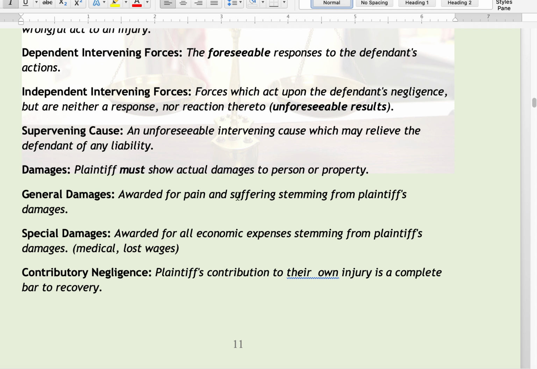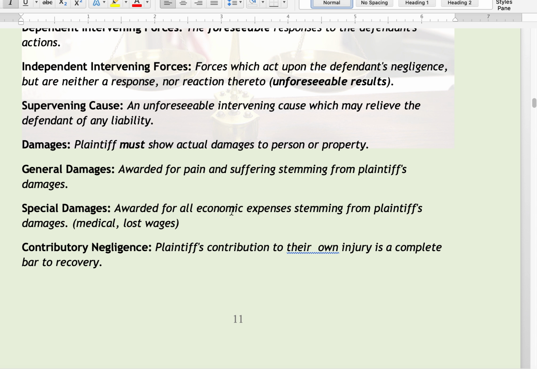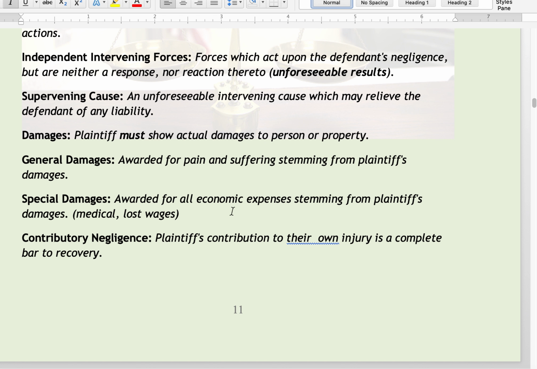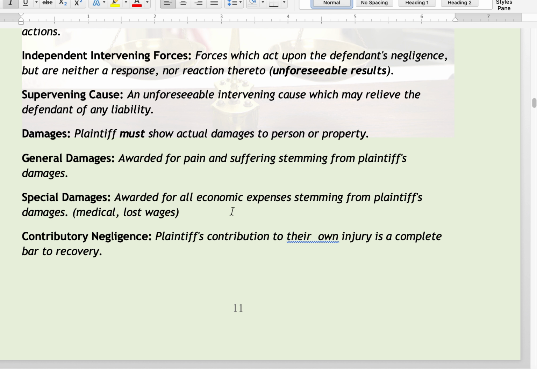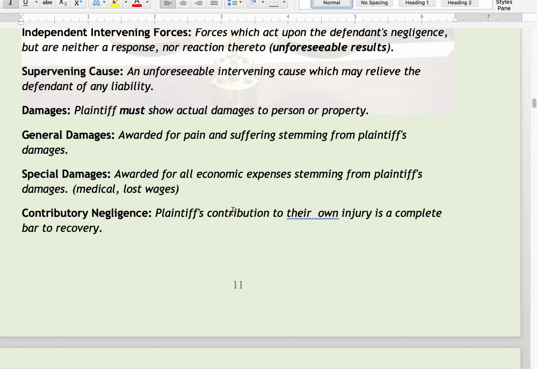Damages. Plaintiff must show actual damages to person or property. General damages, awarded for pain and suffering stemming from the plaintiff's damages. Special damages, awarded for all economic expenses stemming from the plaintiff's damages. Medical, lost wages, for example.